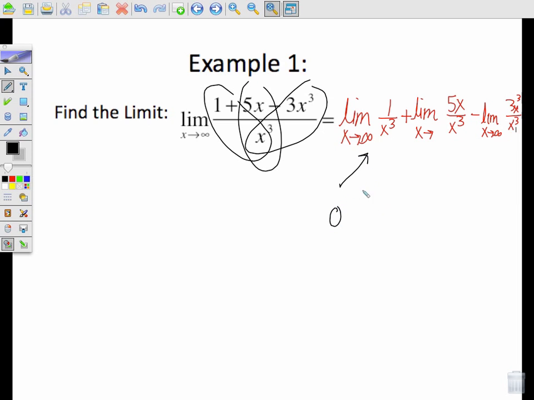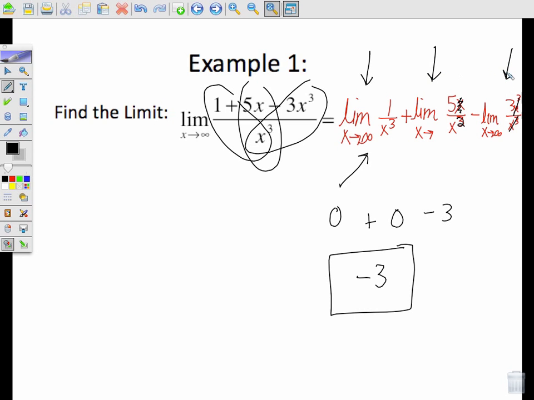Well, the limit of the first one is 0. The limit of the second one, I can cross out one of these x's, this becomes 5 over x squared, which is also 0. On the last one, I can cross off the x to the thirds, so the limit as x approaches infinity of 3 is just 3, so minus 3. So my solution to this is negative 3. The limit of this expression is negative 3, and we can find it by separating into 3 separate limits and evaluating.